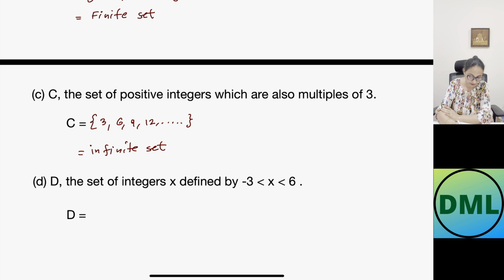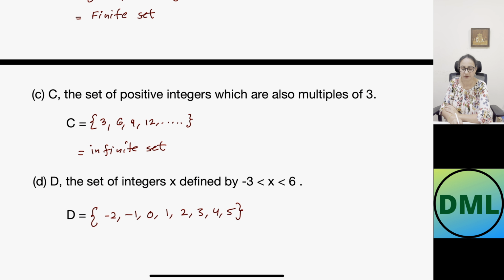Let's see the fourth question here. D, the set of integers x defined by x greater than minus 3 and less than 6. I have to write down the numbers in between. As you can see, minus 3 is not included. I have to write down the numbers which are greater than minus 3 and less than 6. 6 is also not included. I can't include this in my answer. Let's write down the elements in the set. It will be minus 2, then minus 1, then 0. After that 1, 2, 3, 4, 5. That's it. I can't include 6 because 6 is not included. This is a finite set. I can count the numbers. Let's write down the answer as finite set.